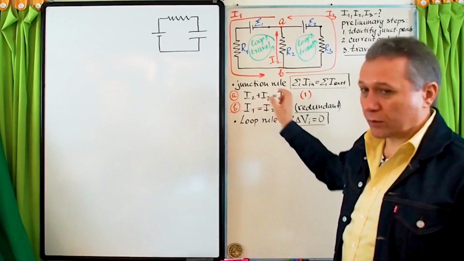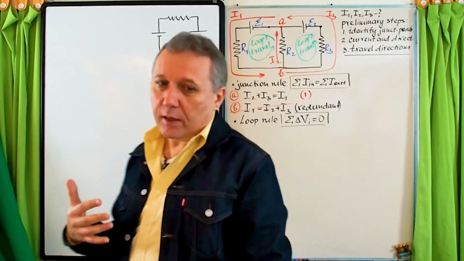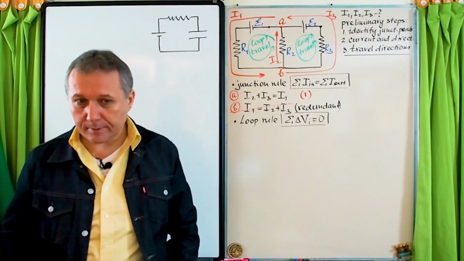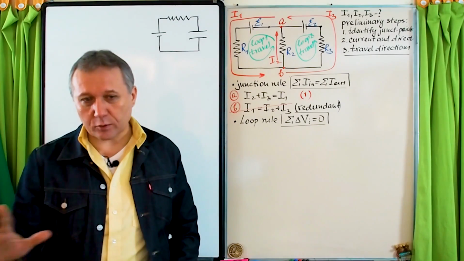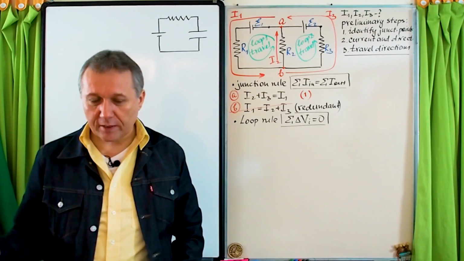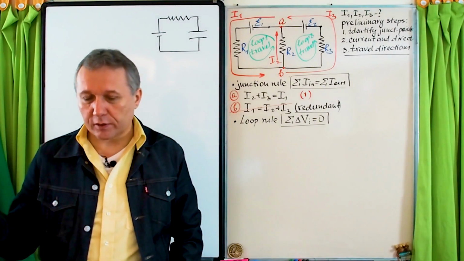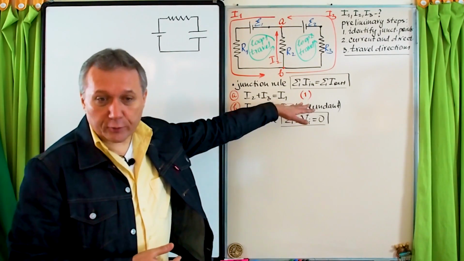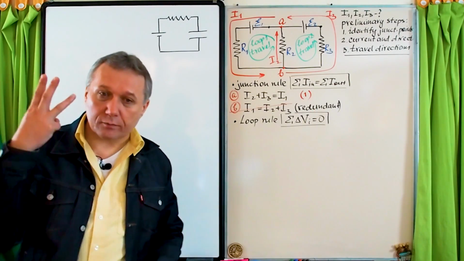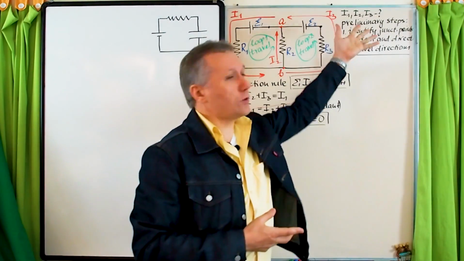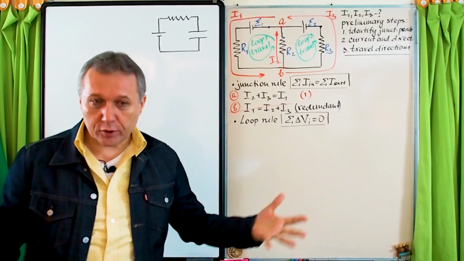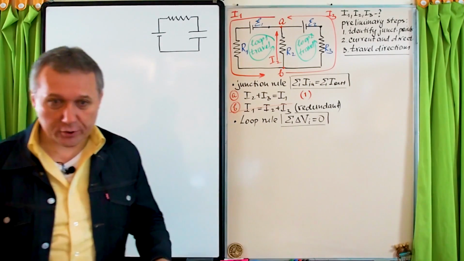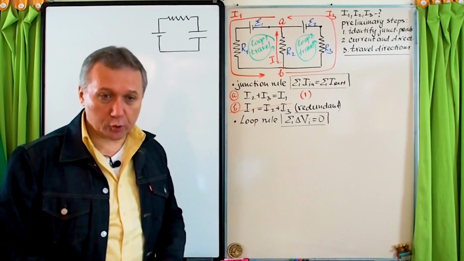So it's redundant, and it's not by accident. Every time if you have a circuit with n junction points, there will be only n minus 1 useful junction equations. Every time one junction point is not going to give you a useful equation, right? Okay, so the first equation is useful, right? And of course, we need 3 equations because we have 3 unknowns, I1, I2, and I3. So we need to introduce 2 more equations. And of course, they must come from loop rule, right?